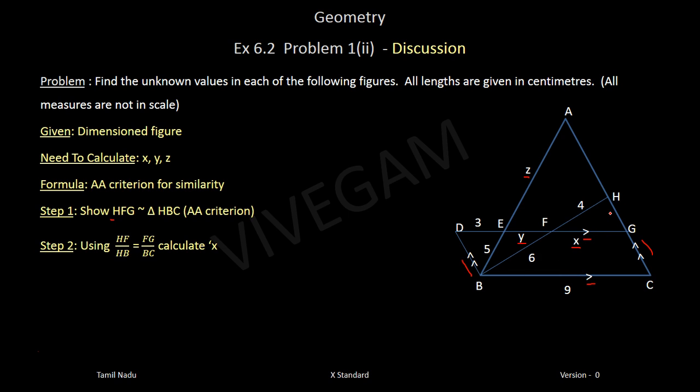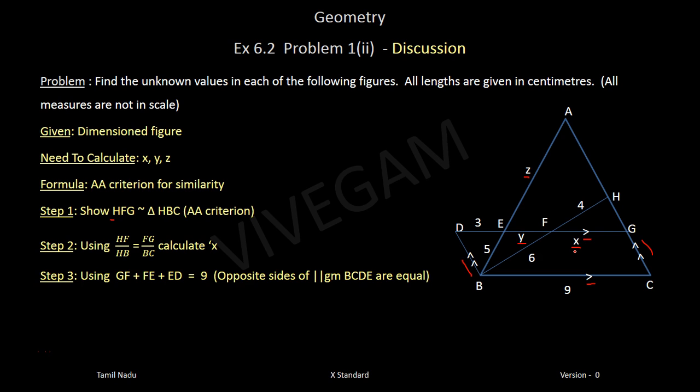Thereafter, what will we get? HF divided by HB will be equal to FG divided by BC, right? Then in this equation you will get everything in terms of x, because all the other 3 variables are known. So from which x can be calculated.